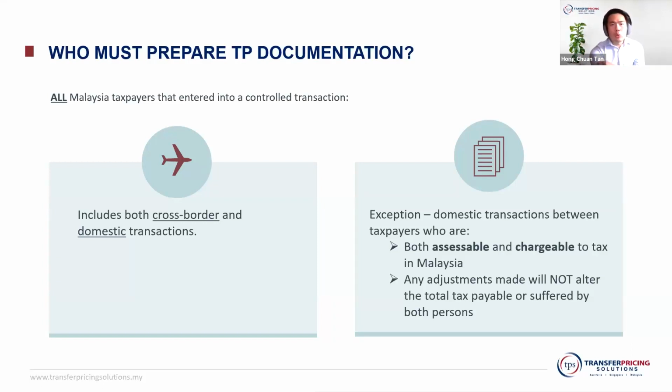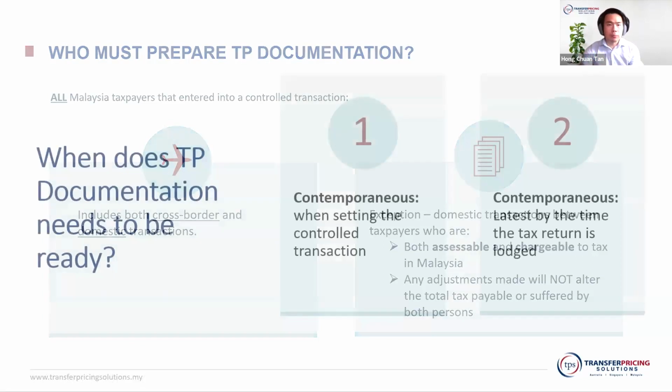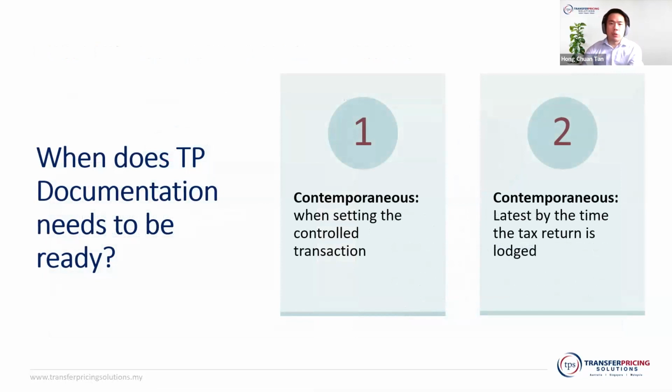So now that we know who is actually responsible for preparing TP documentation, the next question would be, when would you prepare this TP documentation? As I mentioned earlier, the contemporaneous part is very important. Now, what does contemporaneous mean in this purview? It is when you're setting up a controlled transaction, or when you are developing a controlled transaction. So when you have that plan in mind, you would most likely have to prepare TP documentation to actually understand the controlled transaction and the pricing policy behind it, to prepare the TP documentation beforehand, right? And on the second note, at the latest, by the time your tax return is lodged, right?